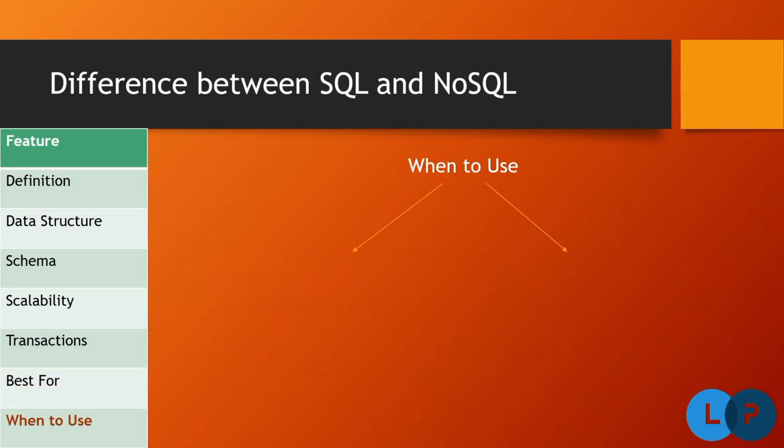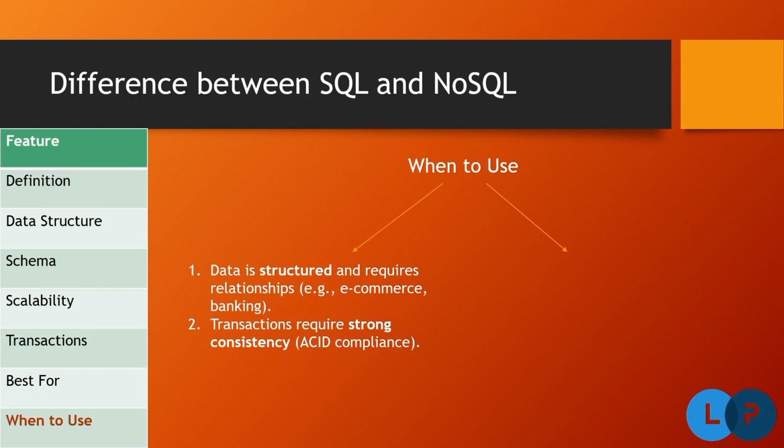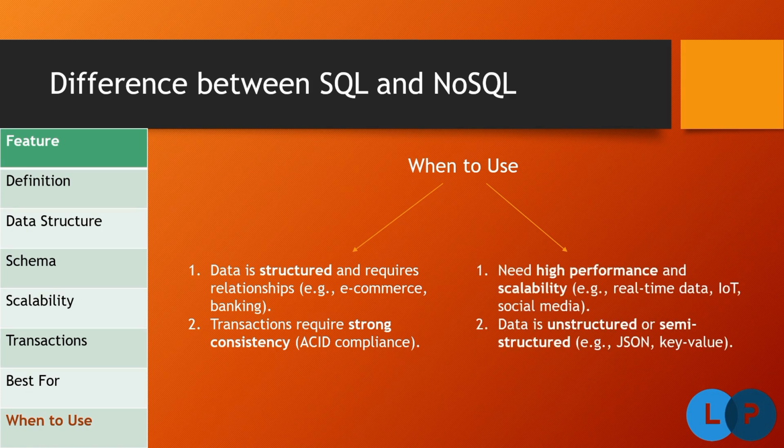Then when to use each. If data is structured and requires relationships, then we can use SQL. If you need transactions, then you will use SQL. And NoSQL is for when you need high performance and scalability for real-time data, IoT, social media, and the data is unstructured or semi-structured, such as JSON or any key-value pair. So by these criteria we decide when to use SQL and when to use NoSQL, right?